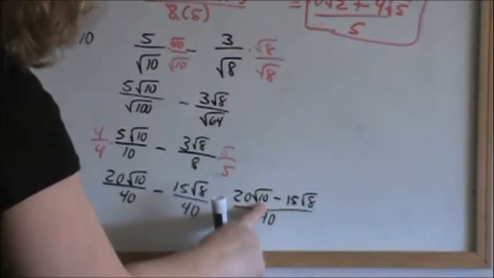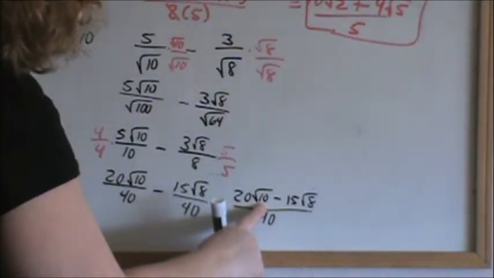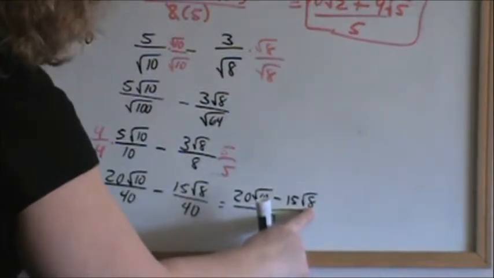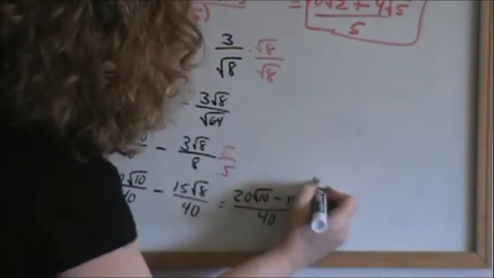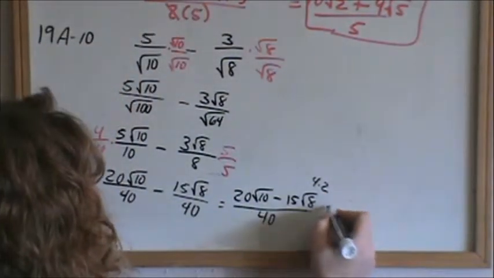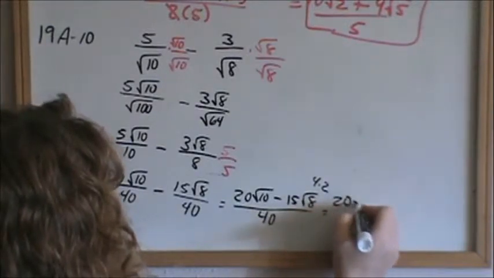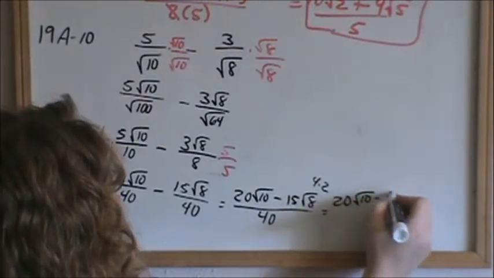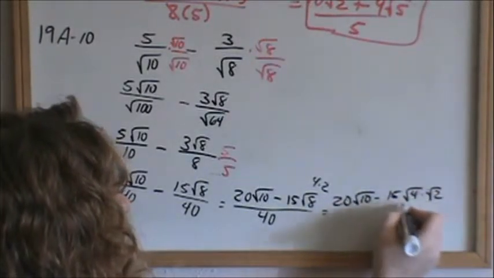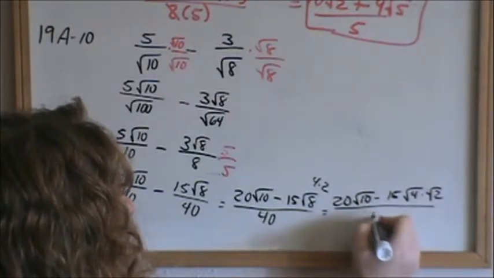Are there any perfect squares in the factors of 10? No. Are there any perfect squares in the factors of 8? Yes. 8 can be broken up into 4 times 2. So this can become 20 square root of 10 minus 15, break that into square root of 4 times square root of 2. That's still all over 40.